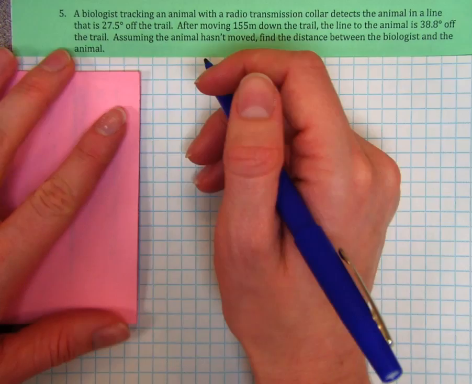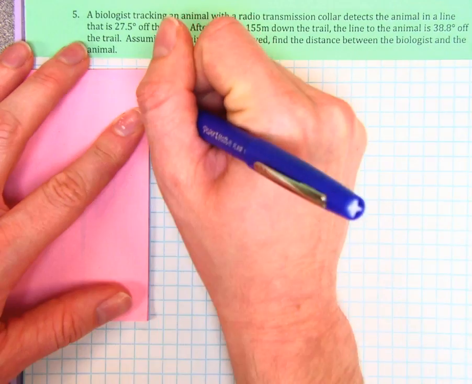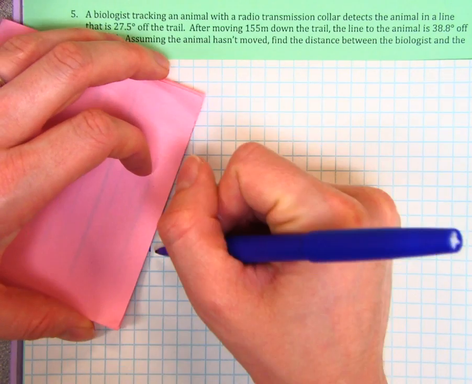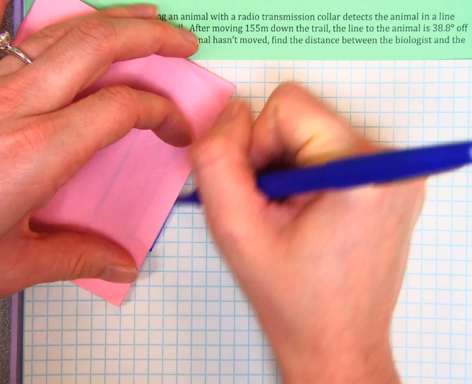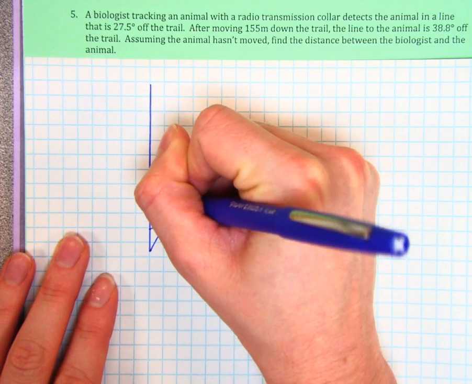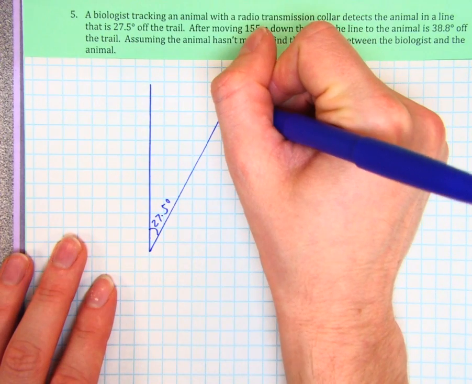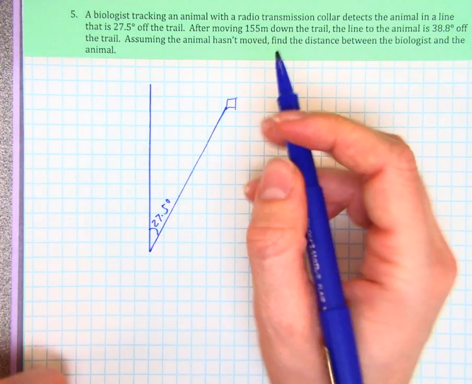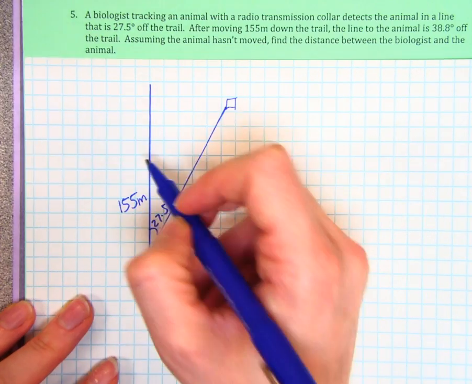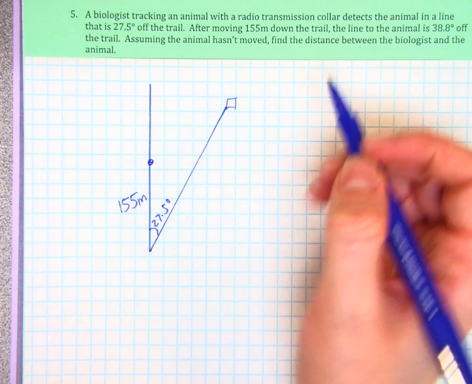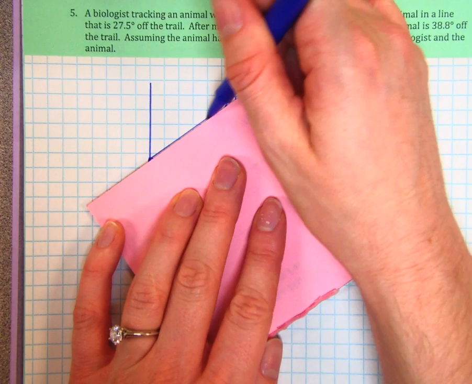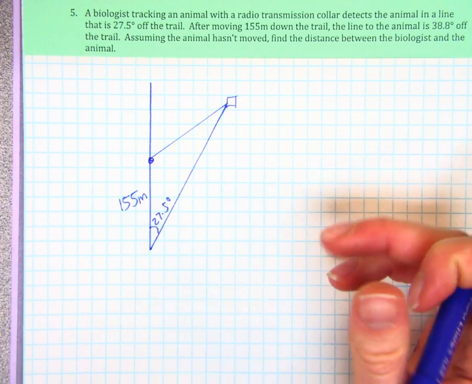So first let's draw the trail. Here's the trail the biologist is on. He or she starts by noticing the animal at a 27.5 degree angle with the trail. So here's our animal here. After the biologist moves 155 meters down the trail, let's say they get to about here, the animal is now 38.8 degrees off the trail.